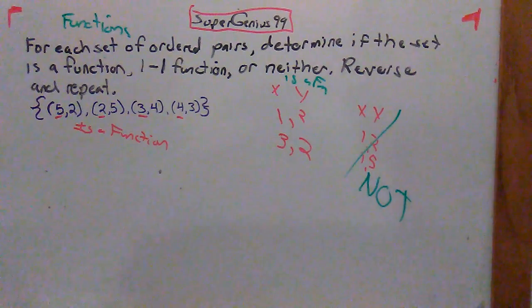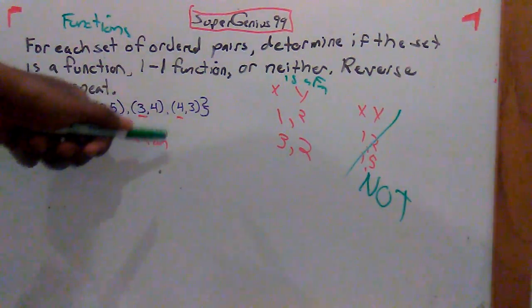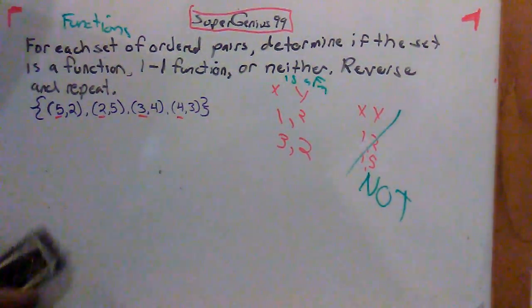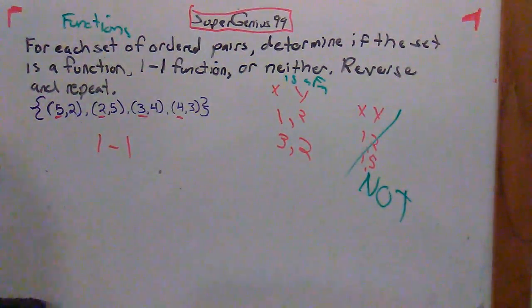Okay. Now, how do we go from function to one-to-one? See if your y values repeat. Do any of your y values repeat? 2, 5, 4, 3. None of your y values repeat. So that means not only is it a function, this is one-to-one. Okay. One input, one output.